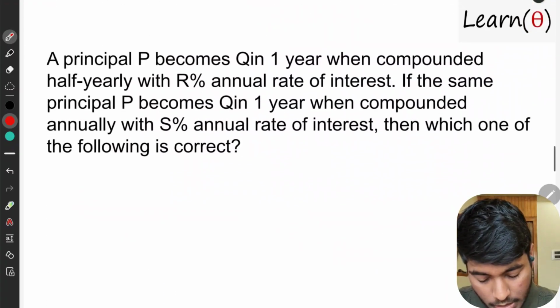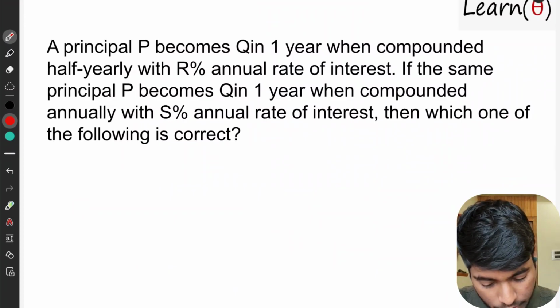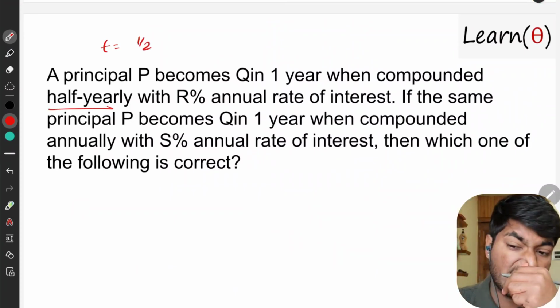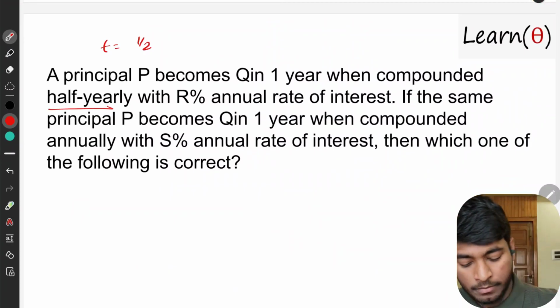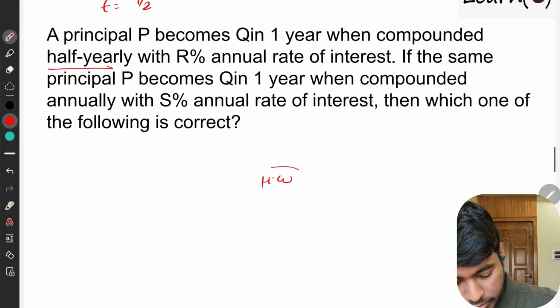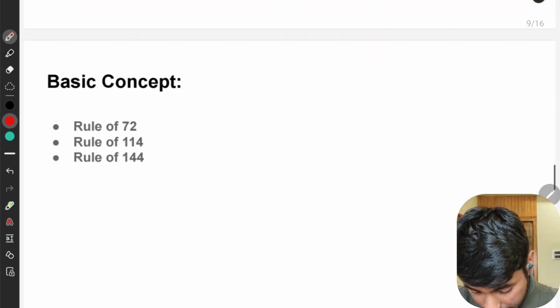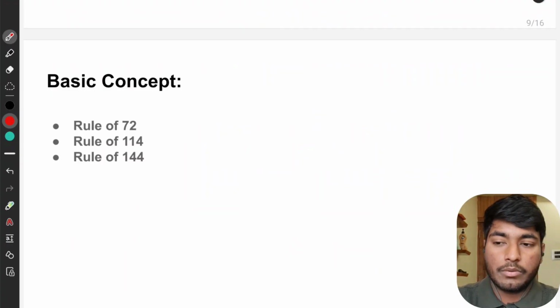Okay, perfect guys. A principal becomes due in 1 year when compounded half yearly. Half yearly means the time period is 1 by 2. Remember, time period is 1 by 2 whenever you are given half yearly or something like that. So this is a homework question guys, try this. Let us now move to another basic concept which you have to calculate.